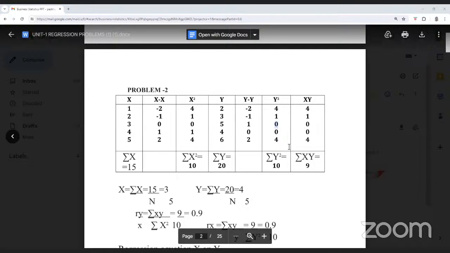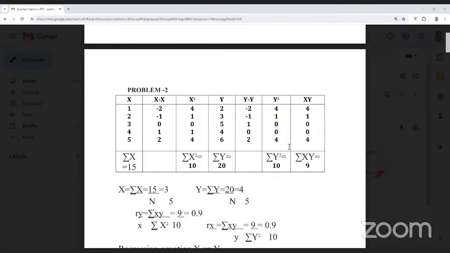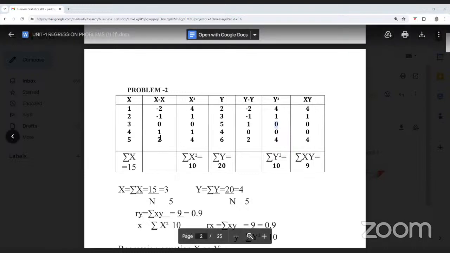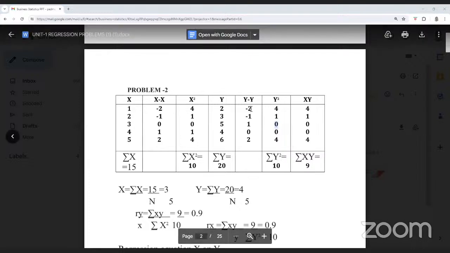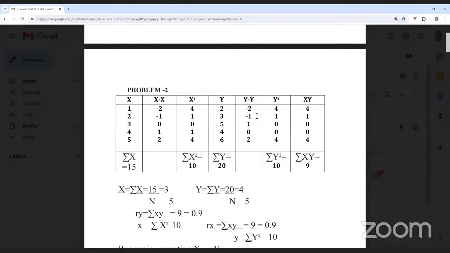2 into 2, it is 4. Is it clear? Here it is x and here it is y. Are you getting my point? Yes, ma'am. Ma'am, can you please explain the calculation again?